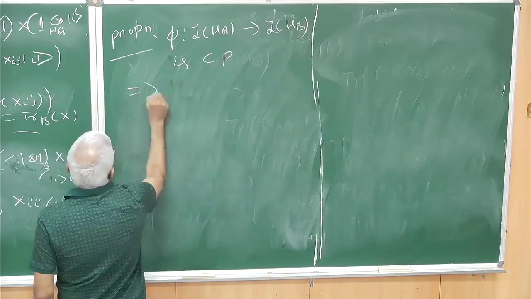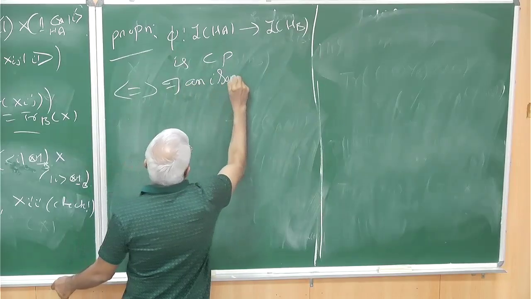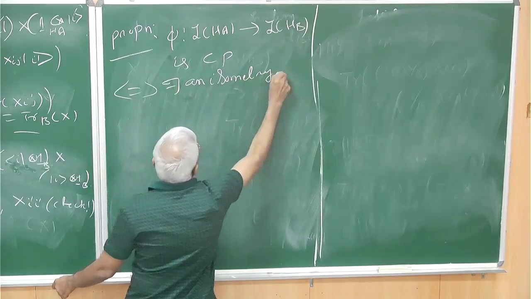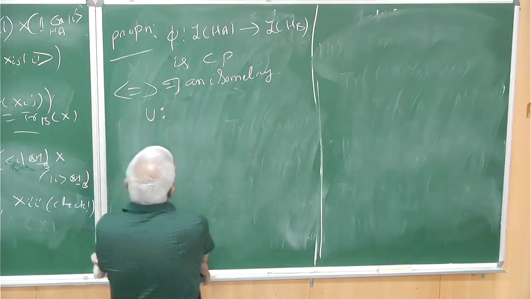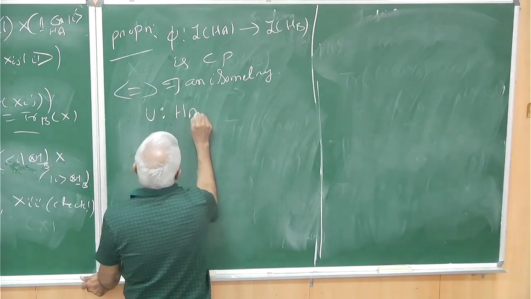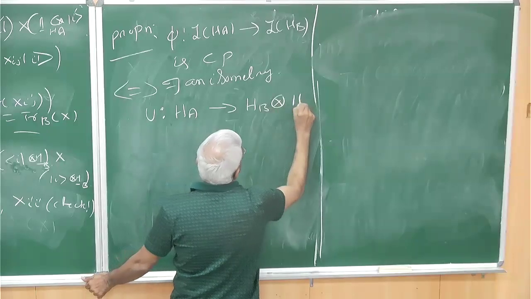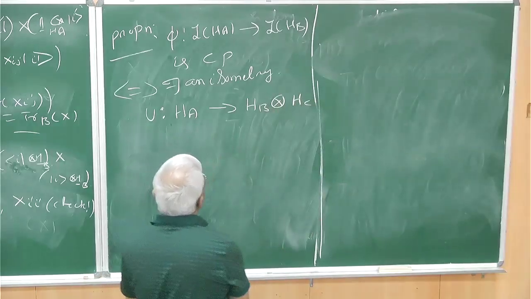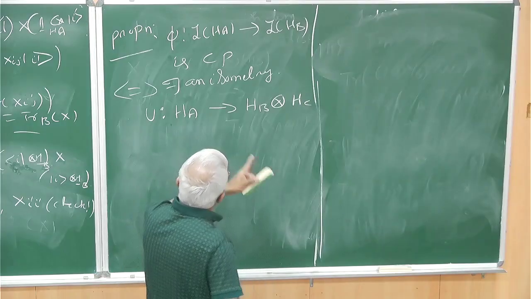This is equivalent to saying there exists an isometry U. I was stating this last time; we stopped in the middle. There is an isometry from HA to HB tensor another HC, maybe HC tensor HB, this way or that way, whichever way I want.